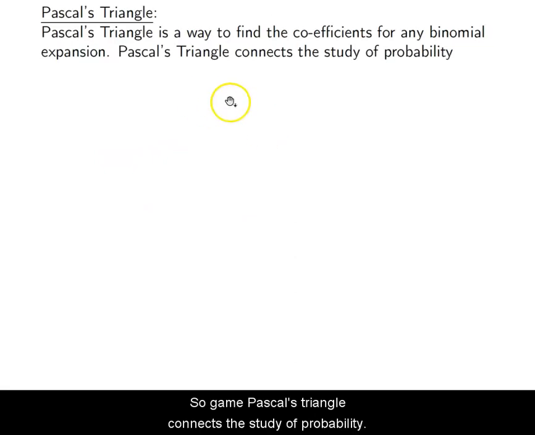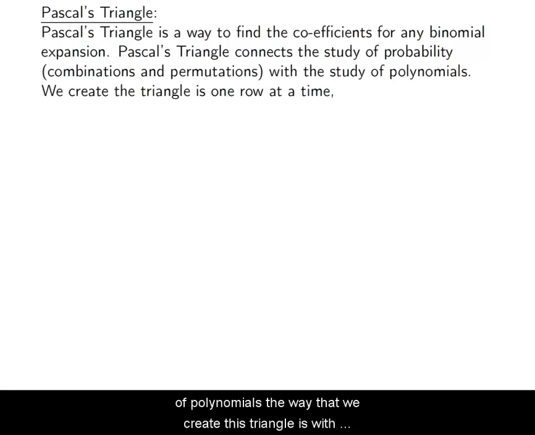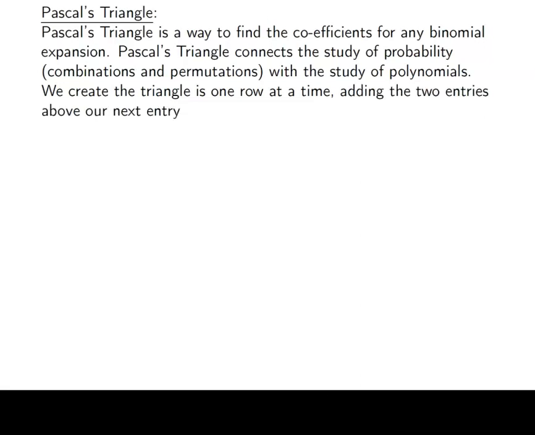Okay, so this is a way of finding coefficients for literally any binomial expansion. Now you might say, well, binomial expansion, anything that has the form of a plus b to the nth power, right? So again, Pascal's triangle connects the study of probability, combinations, and permutations with our study of polynomials. The way that we create this triangle is one row at a time. The first row has one value in it, and it is the value 1.